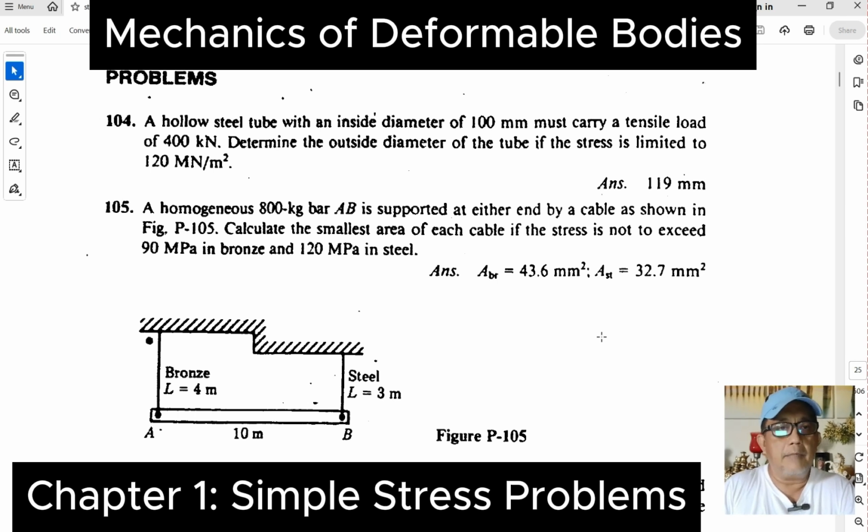Let's start with problem 104. A hollow steel tube with an inside diameter of 100 millimeters must carry a tensile load of 400 kilonewtons. Determine the outside diameter of the tube if the stress is limited to 120 megapascals or meganewton per square meter.